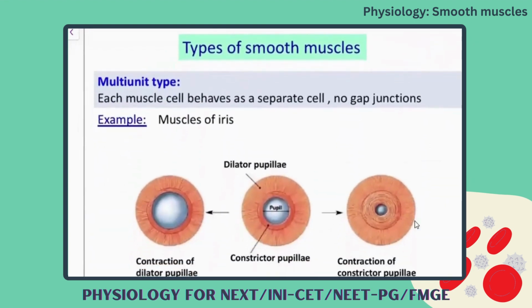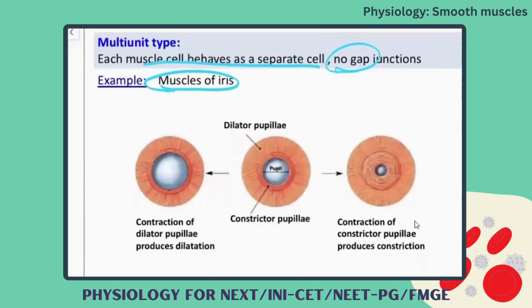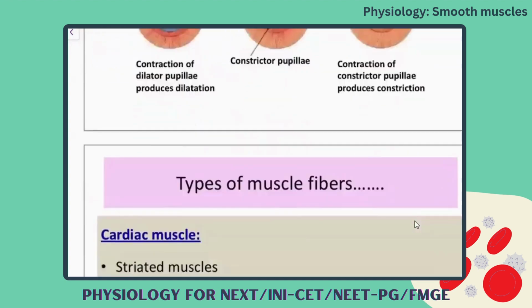The most common example is the muscles of the iris, constrictor pupillae and dilator pupillae. Here each muscle behaves as a separate cell and there are no gap junctions. You can make only the constrictor pupillae do the function, or only the dilator pupillae. Both will not do the function at a time, right? So this type of muscle is called the multi-unit type of smooth muscle.